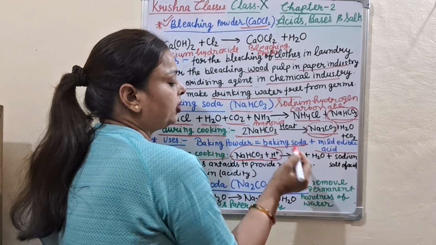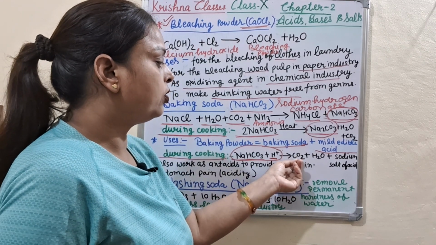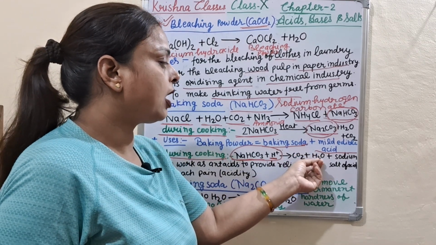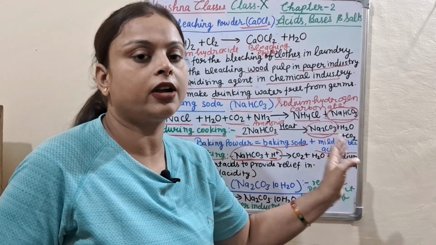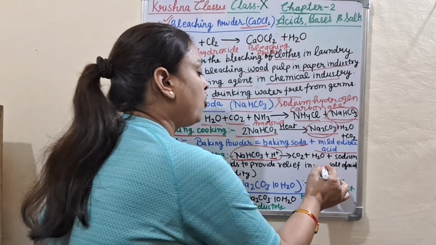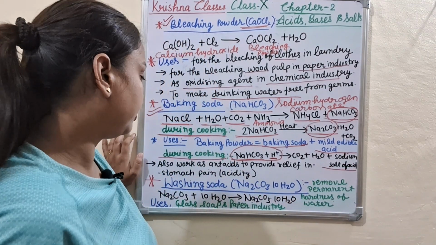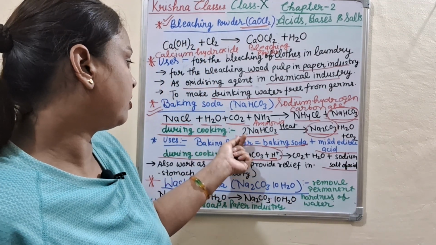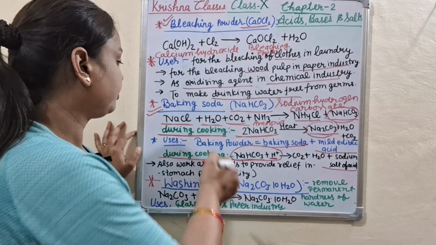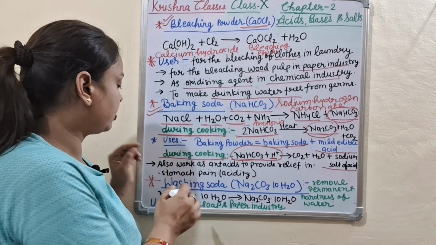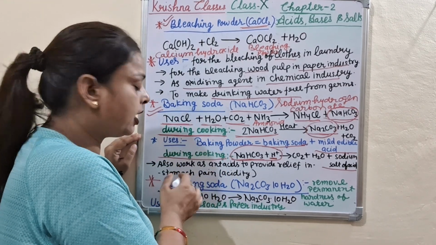On heating, it is converted into carbon dioxide, water and sodium salt of the acid. So this is formed in the process of cooking with the help of baking soda. Now come to the next. What are the uses of that?